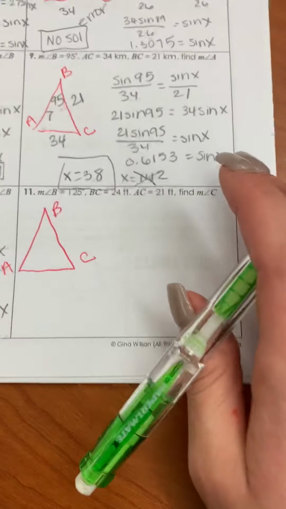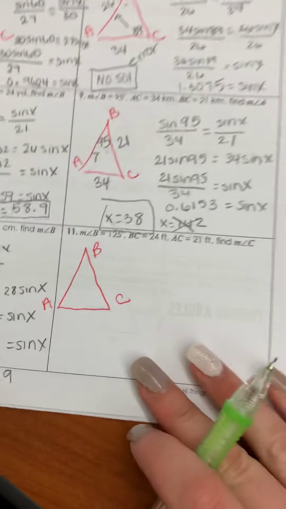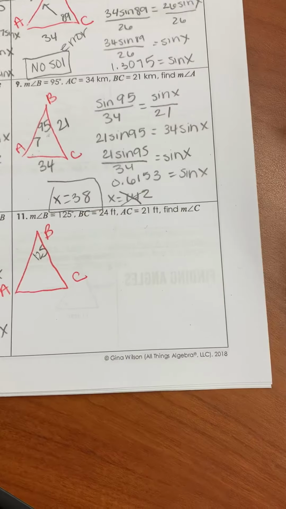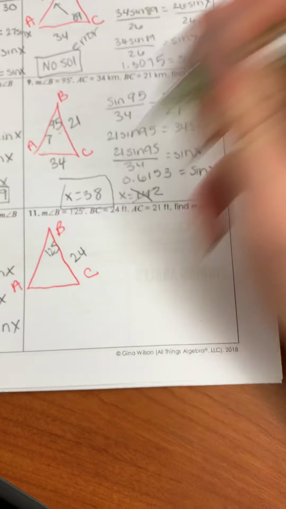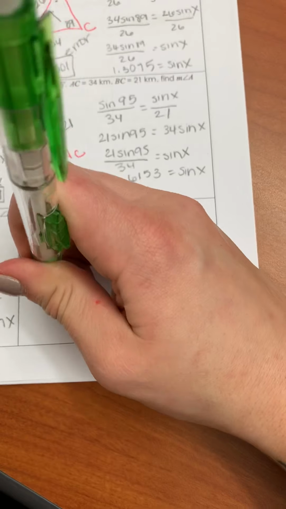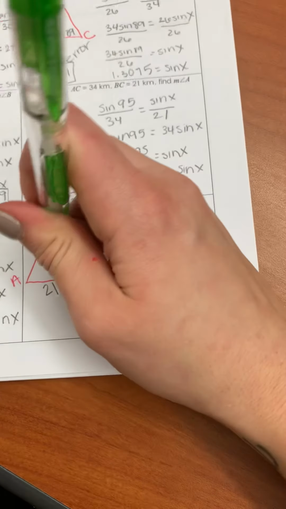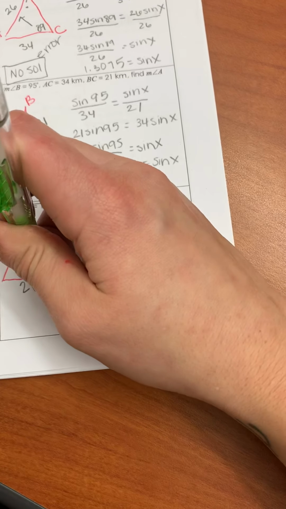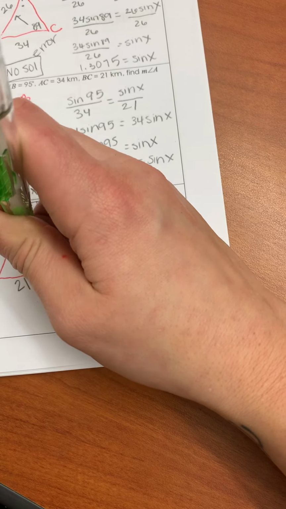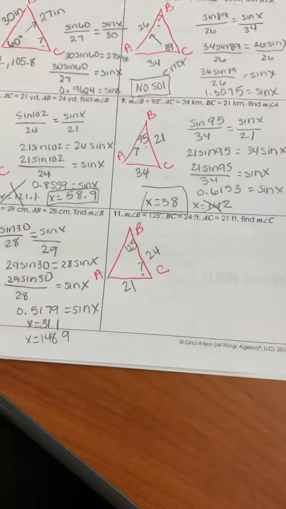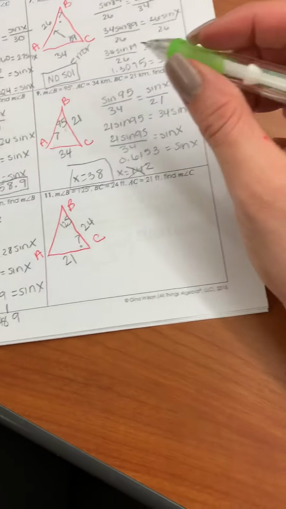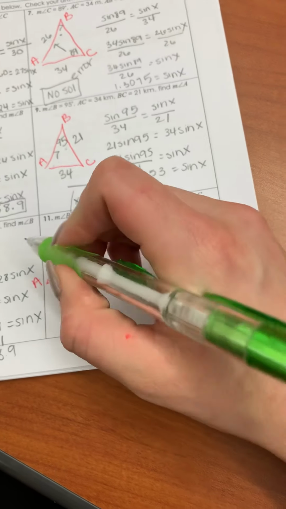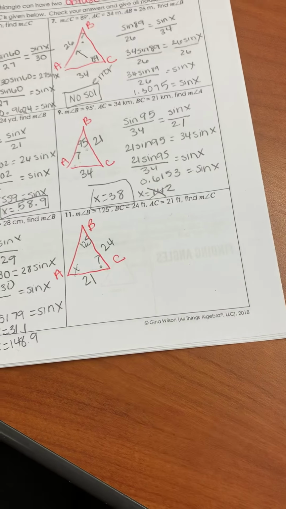And this last one. All right, the measure of angle B is 125. BC is 24. AC is 21. And I want to know the measure of what? Oh, measure of angle C. So before I can find the measure of angle C, y'all see why I said what? It's because I got to find the measure of angle A. So I have to do this first before I can find C.